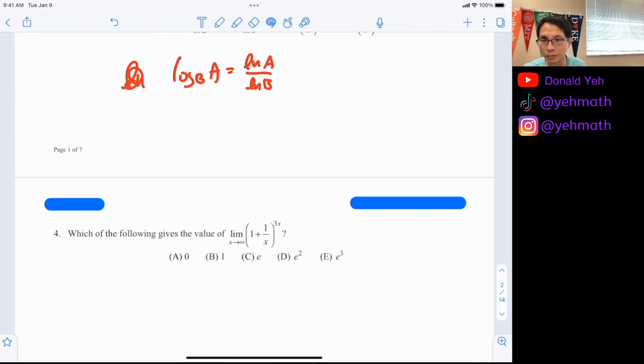It turns into 1 over x. So you're going to multiply this by x and this by x. Oh, so you can actually put this to the front and get rid of that fraction. Ta-da. So you're multiplying the top and bottom by x.